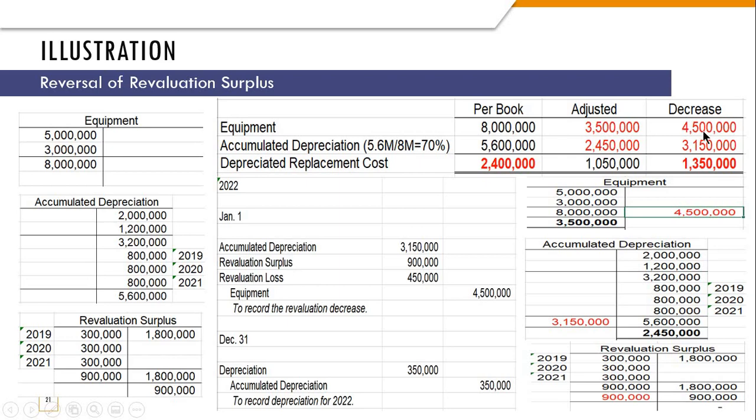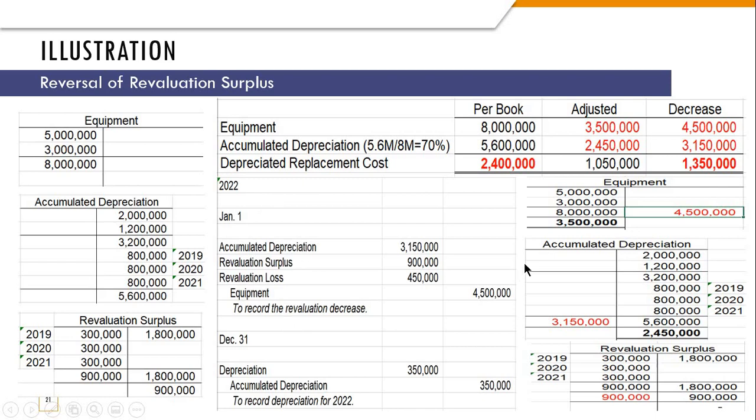So, there is decrease, no? Nag-decrease by 4.5 million. Accumulated depreciation, nag-decrease by 3,150,000, no? And there is, from 2.4 million, naging 1,050,000. So, there is 1,350,000 na revaluation decrease. 1,350,000. Ayan. So, on January 1, 2022, ito na yung entry natin.